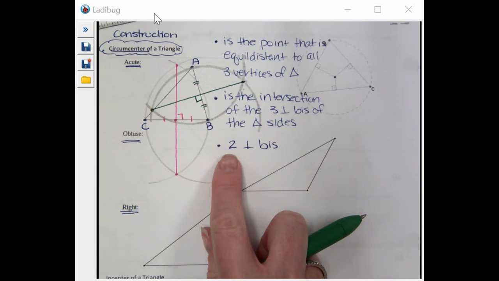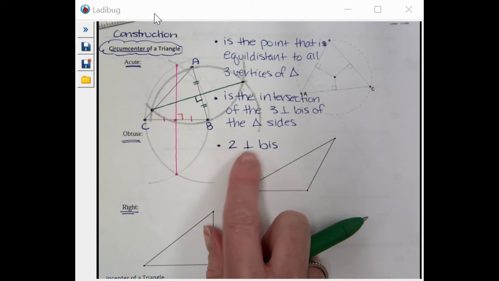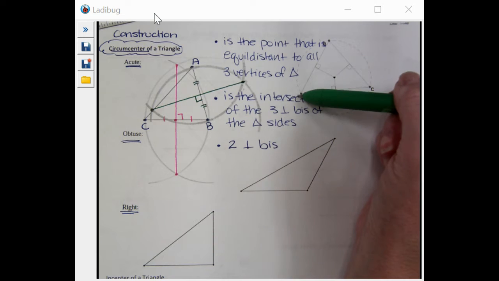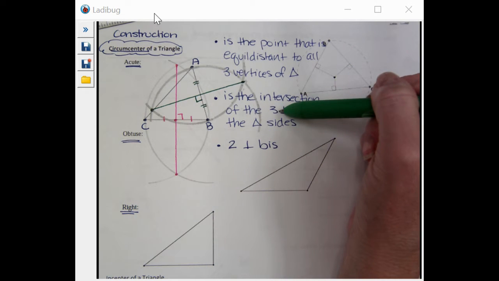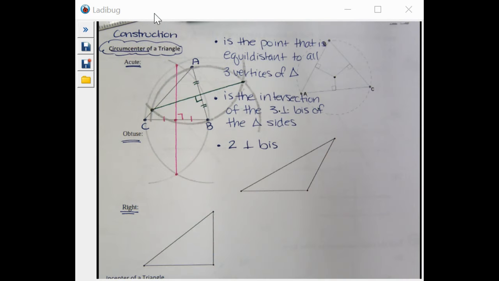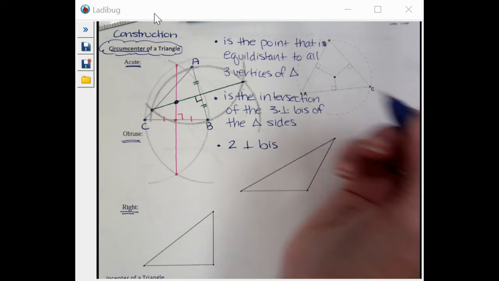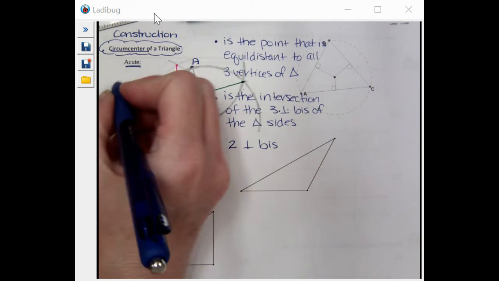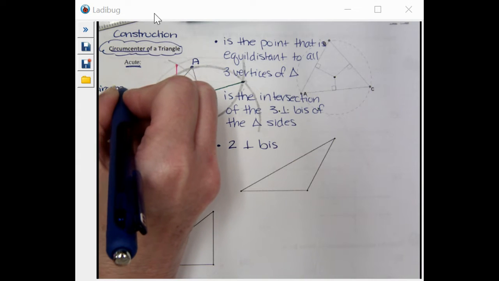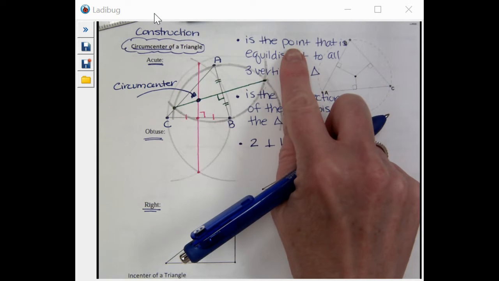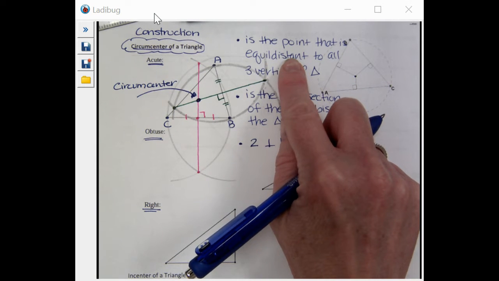So at this point, my third bullet here says to do two perpendicular bisectors. I now have my circumcenter on my paper. It is the intersection of the three, but in this case two, perpendicular bisectors. So this point right here, where my pink line and green line intersect, this is my circumcenter. It's the point that's equidistant to all three vertices.